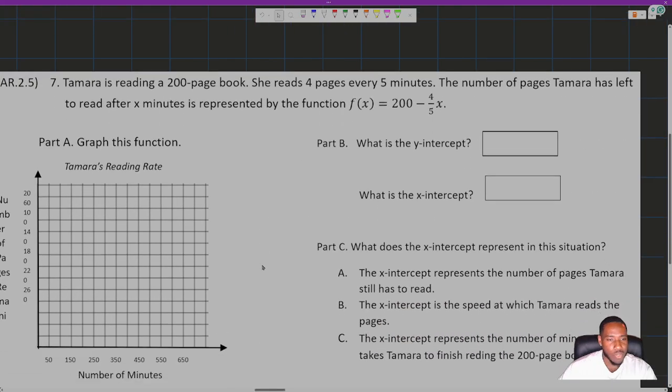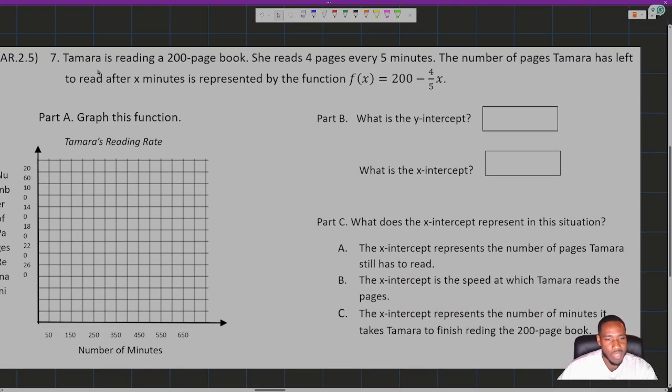All right. So now we're talking about Tamara. It says Tamara is reading a 200-page book. She reads 4 pages every 5 minutes. The number of pages Tamara has left to read after x minutes is represented by the equation f of x is equal to 200 minus 4/5 x.